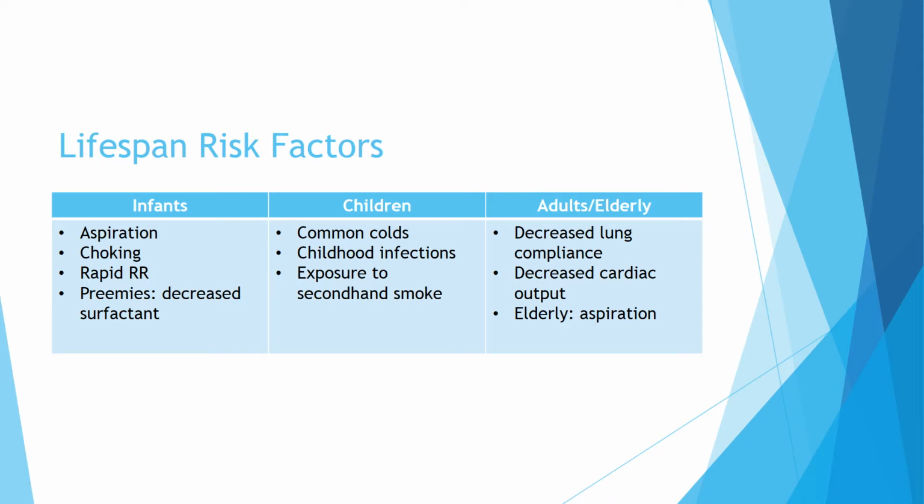Decreased cardiac output can occur as you age. So if you have decreased cardiac output, then you are going to end up with poor perfusion of oxygenated blood to the rest of the body. And with elderly, they're at risk for aspiration. And aspiration could cause an injury to the lung, and we'll be talking about that in a little bit with ARDS, or acute respiratory distress syndrome, because aspiration can cause ARDS. It's an injury to the lungs that causes your lungs to sort of malfunction and not be able to perfuse or ventilate well.